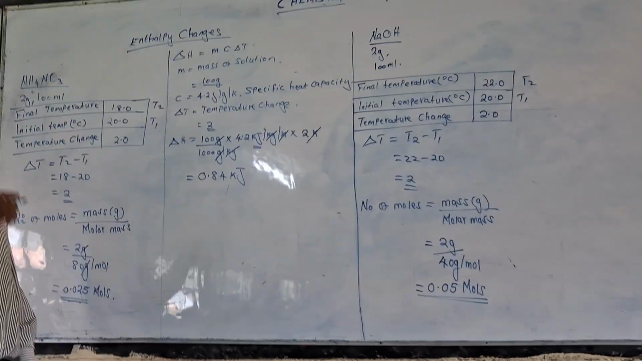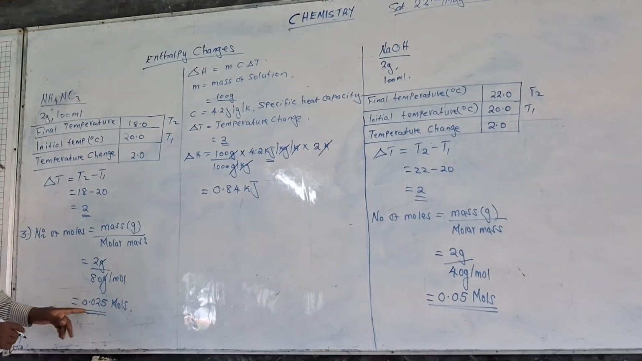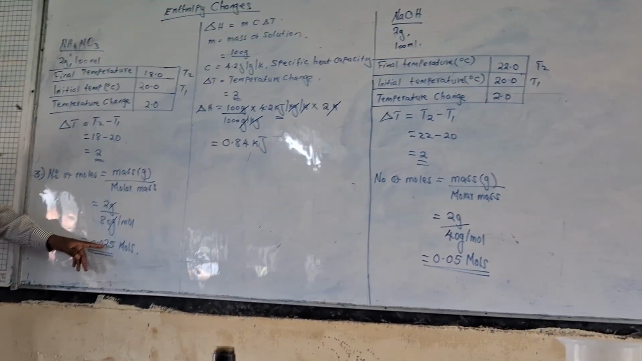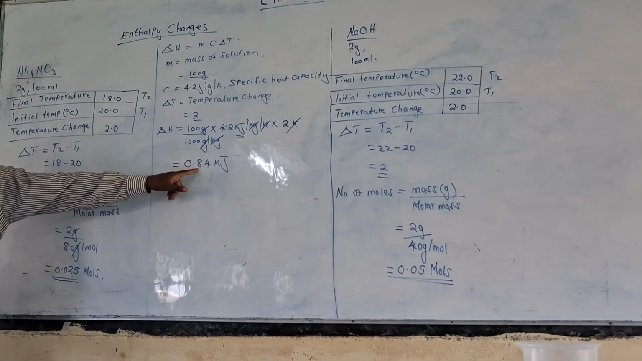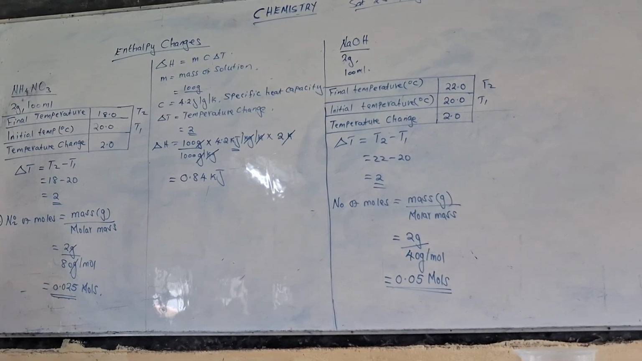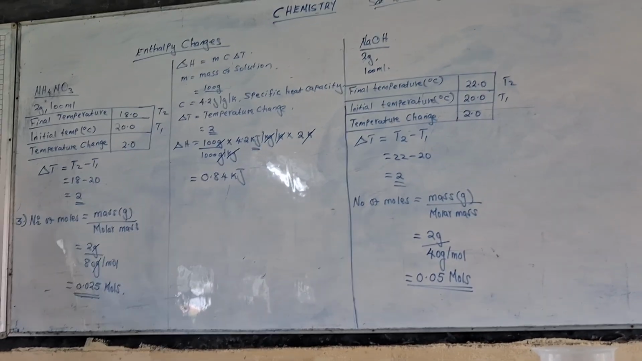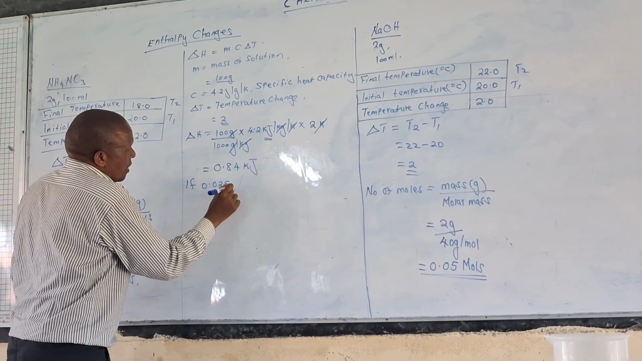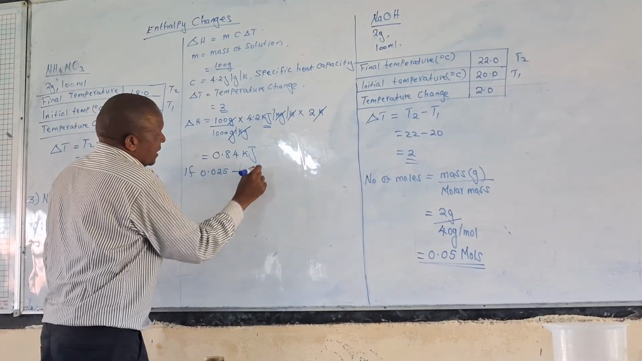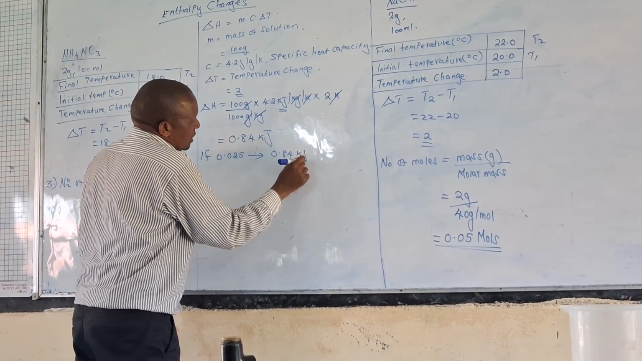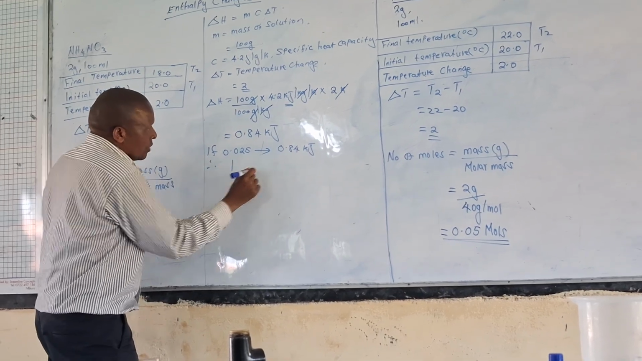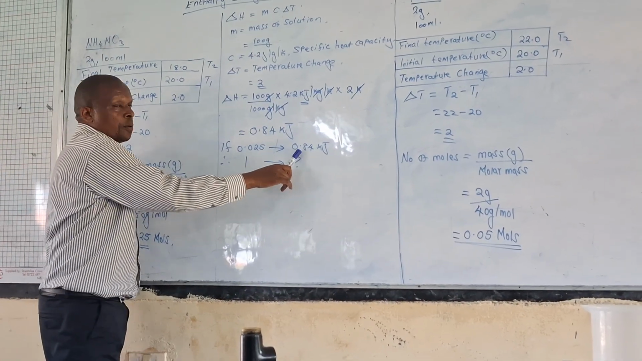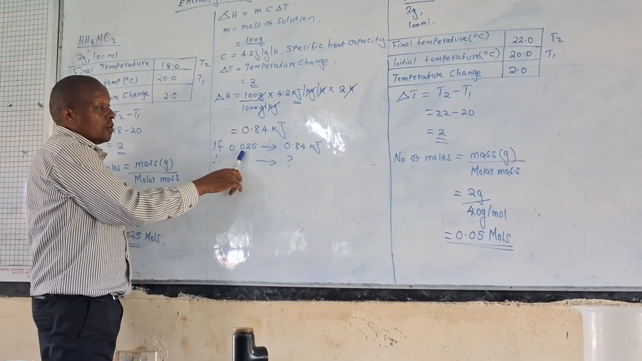Are we together? Now to get the molar heat change, you come here and say, how many moles are these? 0.025. So these 0.025 moles are producing this amount of heat energy. Now you ask yourself, what about 1 mole? If 0.025 moles gives us 0.84 kilojoules, what about 1 will give us how many? Now you carry out cross multiplication: 1 times 0.84, you divide by 0.025.